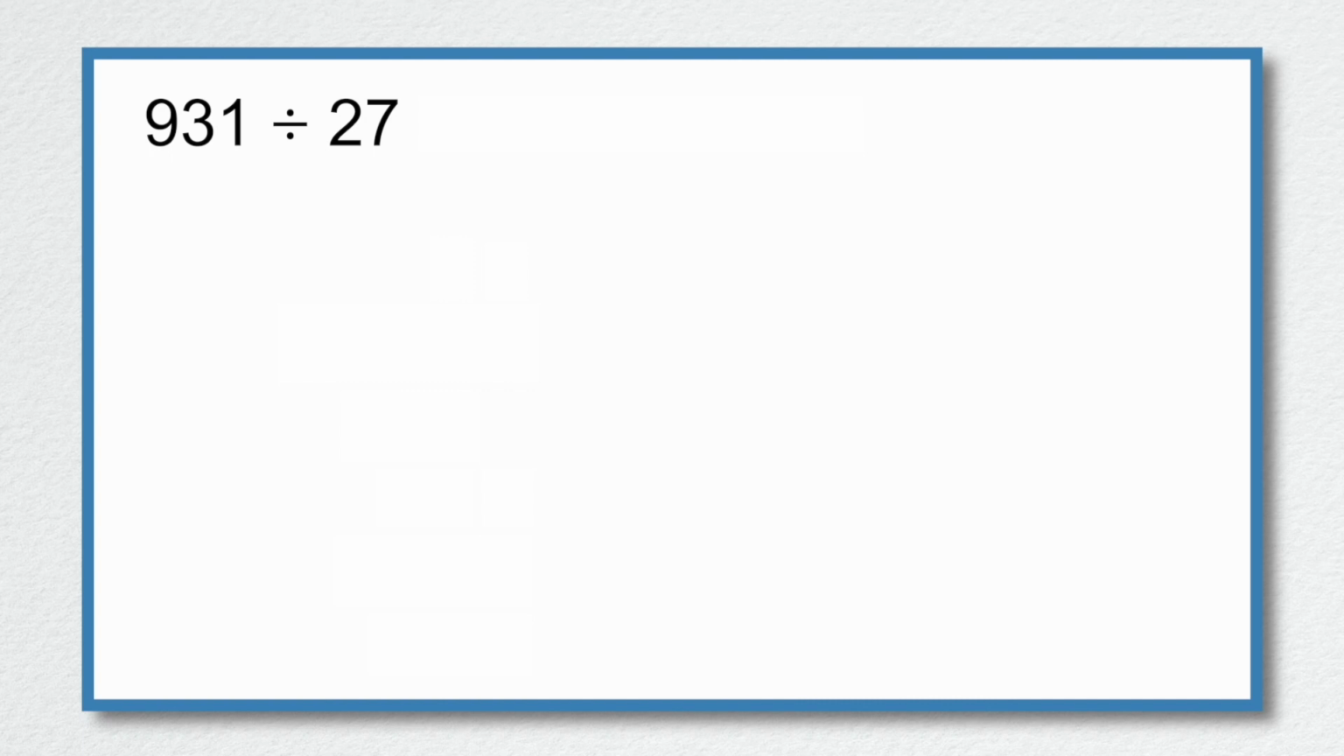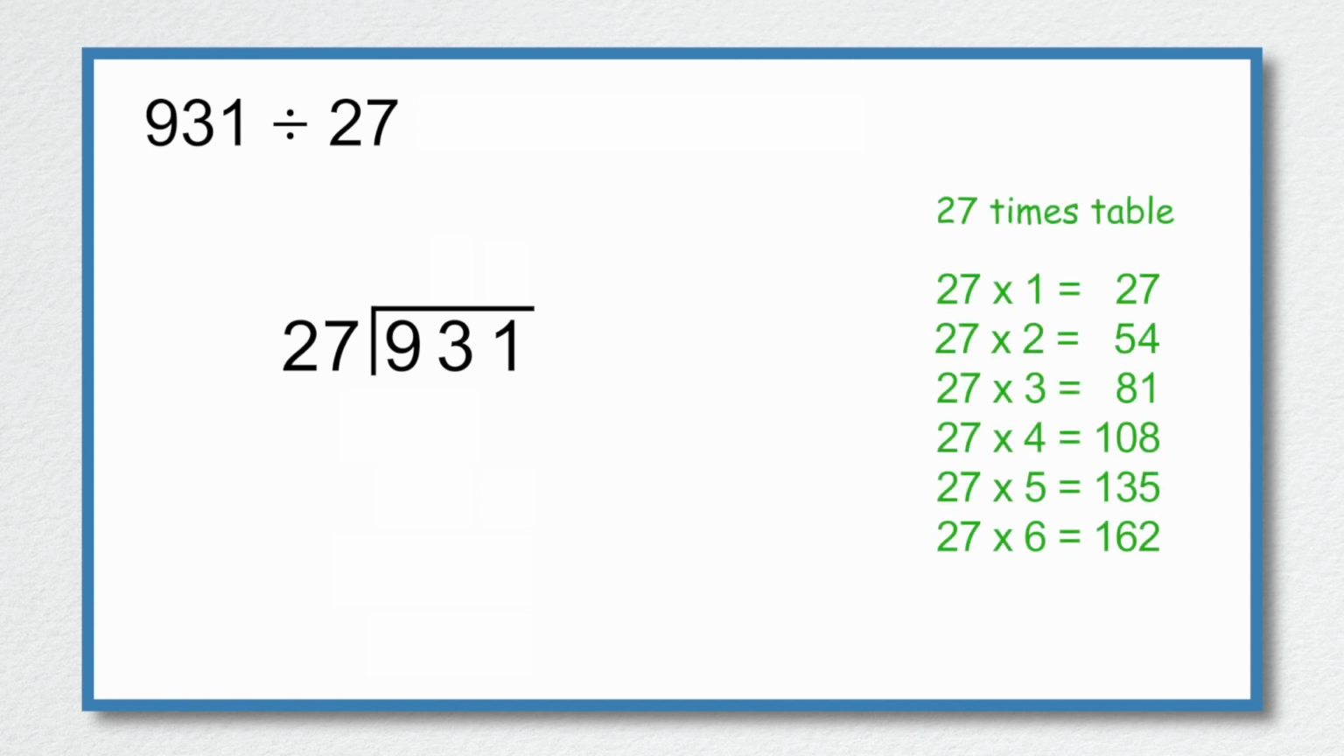931 divided by 27. So we'll lay the problem out. And here are the multiples of 27 going up to 27 multiplied by 6. We'll begin by looking at the first 2 digits of 931. So that's 93 divided by 27. And we can see that 27 goes into 93 3 times, because 3 27s are 81. So we write the 81 down, and we're left with a remainder of 12. We bring the 1 down.